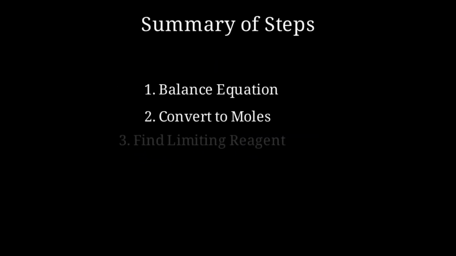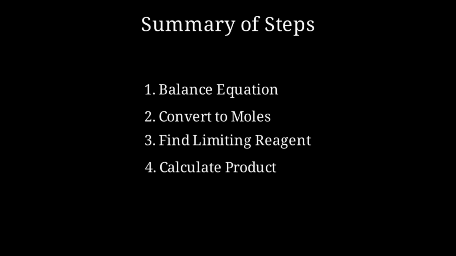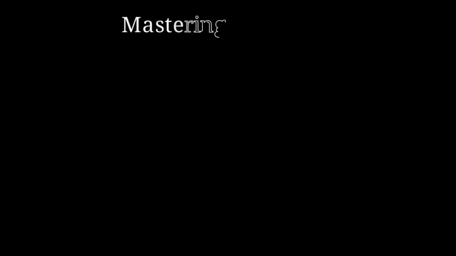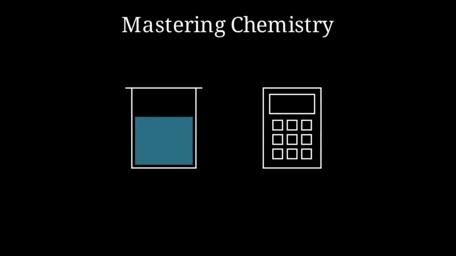To summarize, always start with a balanced equation, convert your masses to moles, identify which reactant limits the process, and then use that reactant to calculate your final theoretical yield. By following these stoichiometric steps, you can predict the outcome of any chemical reaction with precision.